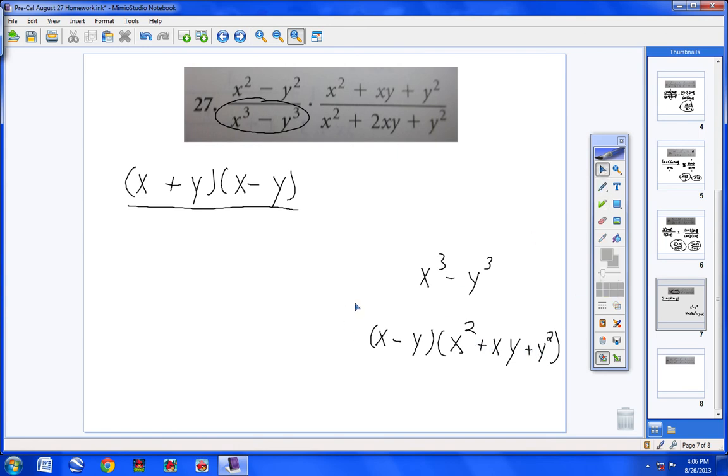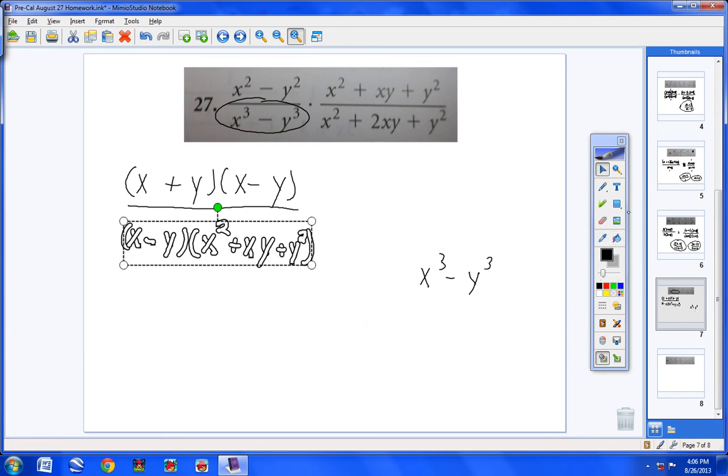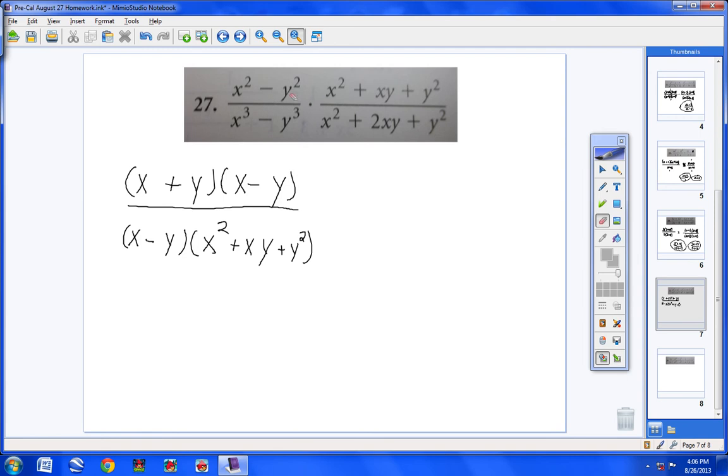We have factored completely this denominator, so we're going to bring it right over here, and we're going to erase that and move on. Now, we might be able to factor this right here. I'm not sure if we can. I don't think we can though, but let's see. Let's go ahead and try. X squared plus xy plus y squared.